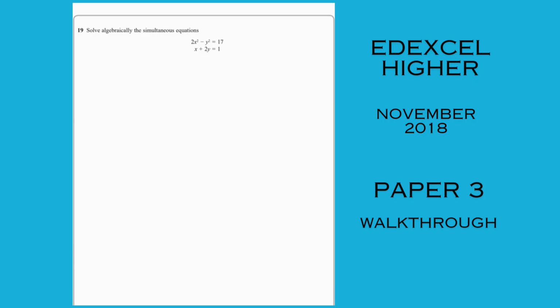Number 19, so we've got simultaneous equations with quadratics. So your choice, you could write y equals, but I wouldn't, because writing x equals 1 minus 2y is much easier than having y equals 1 minus x all over 2. That becomes a bit messy. So I'm going to take this and substitute it into equation 1. So 2, and I'm replacing the x with 1 minus 2y.